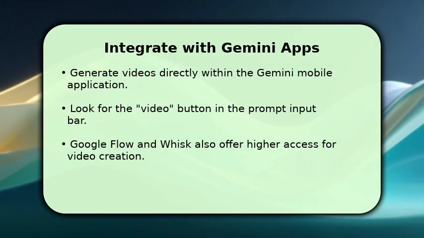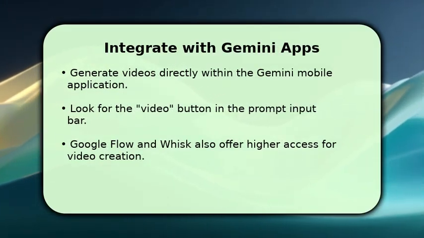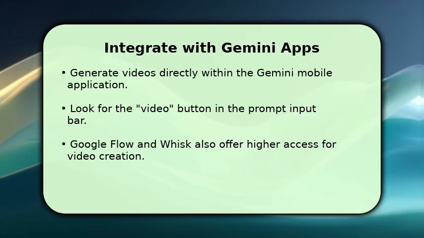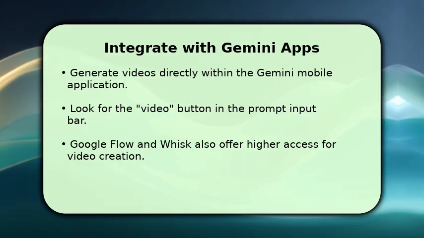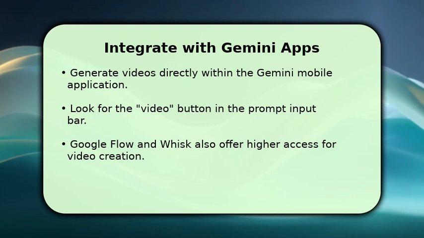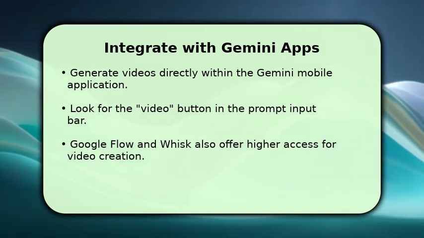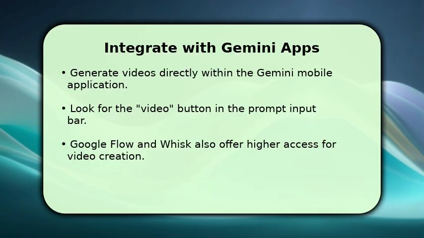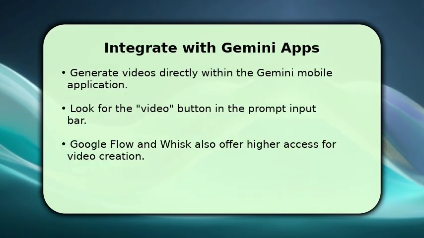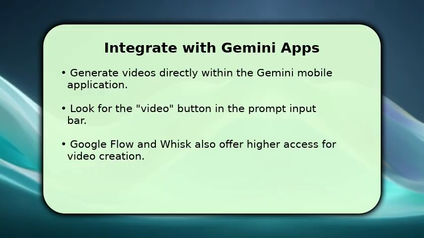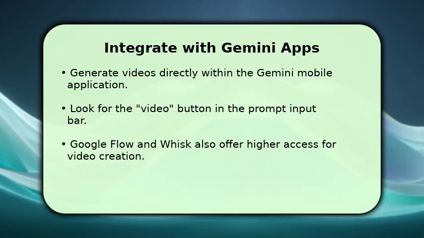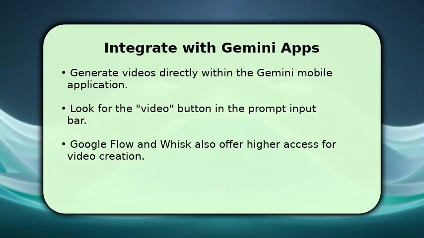Once subscribed, you can easily integrate Veo 3 into your workflow. Within the Gemini mobile app, simply locate the video button in your prompt bar to start generating. Additionally, Google Flow provides higher access for cinematic storytelling, and Whisk offers enhanced capabilities for image-to-video creation. These platforms make video generation intuitive and accessible.